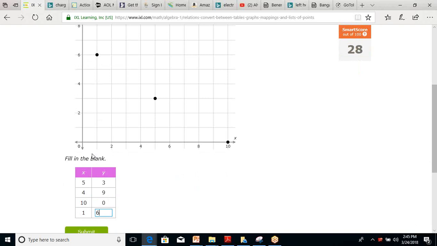So again, the coordinate is the x and y. The first one is the x, the next one is y. You have to define each point as x and y. Like this point right here, the x value for this would be 10 and the y value is 0. Okay, x value 10, y value 0.